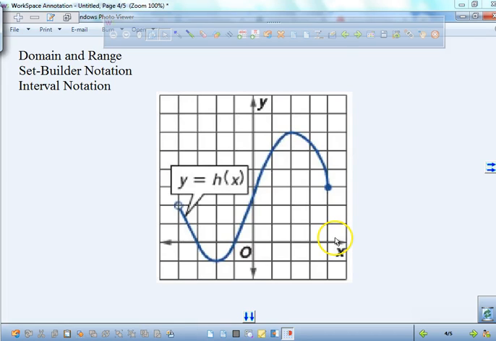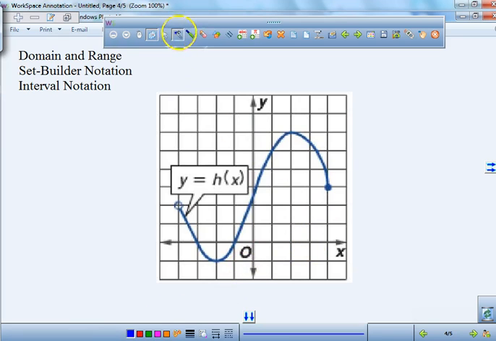All right, today we're going to be talking about domain and range. So one thing I want you guys to write in your journals. All right, you've drawn this picture. Great job. Next thing we're going to do is label the domain and the range. First, we're going to talk about the domain.